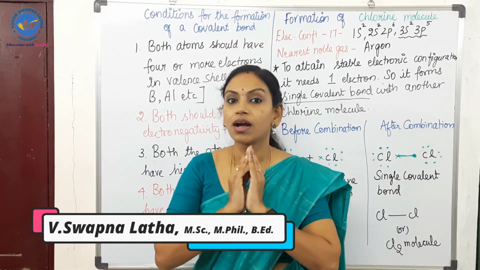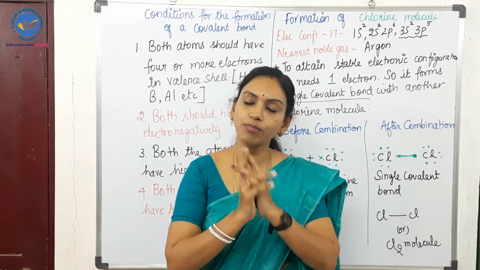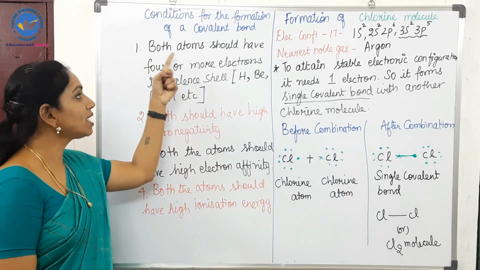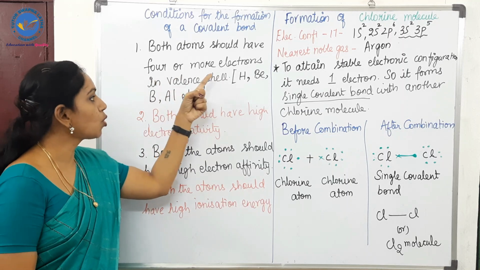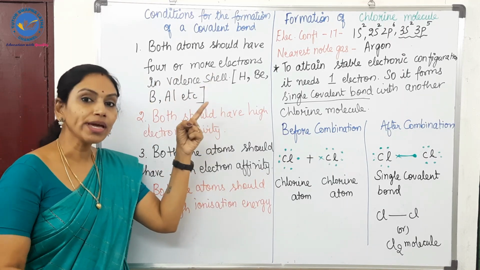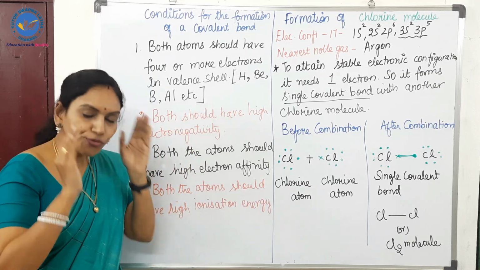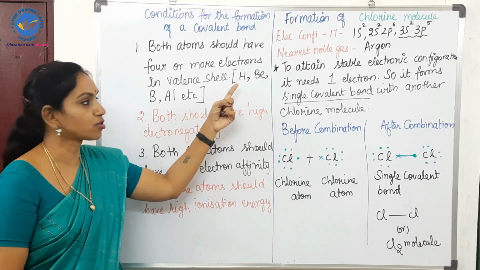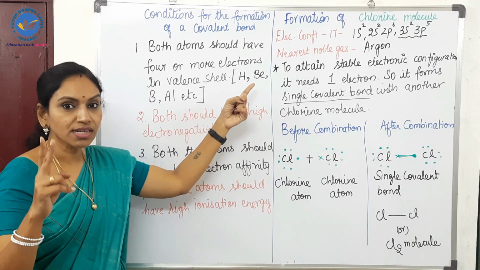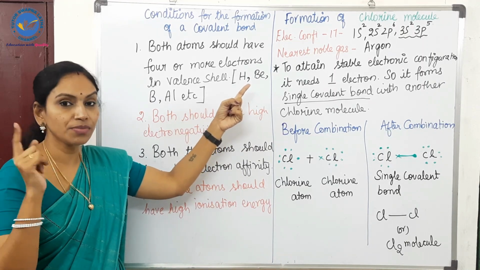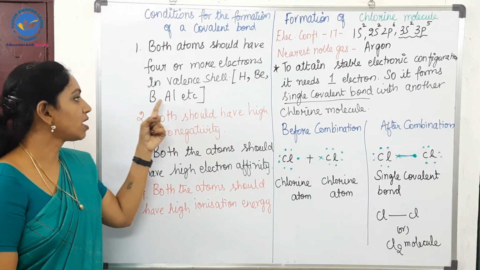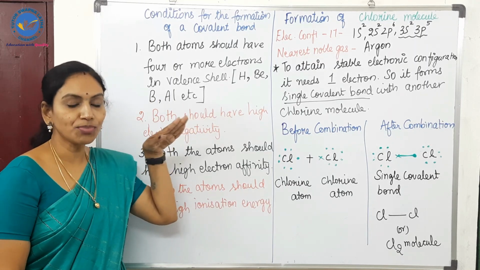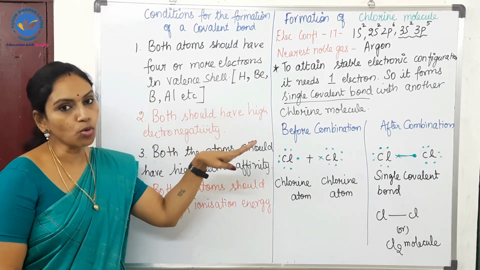Next are the conditions for the formation of a covalent bond. Let's see what the conditions are. Number 1, both the atoms should have 4 or more electrons in the valence shell. But the exceptions are hydrogen, which has only 1 electron, beryllium, which has 2 electrons, and boron and aluminium, which have 3 electrons. So the exceptions are these. The remaining all will have 4 or more electrons to form a covalent bond.